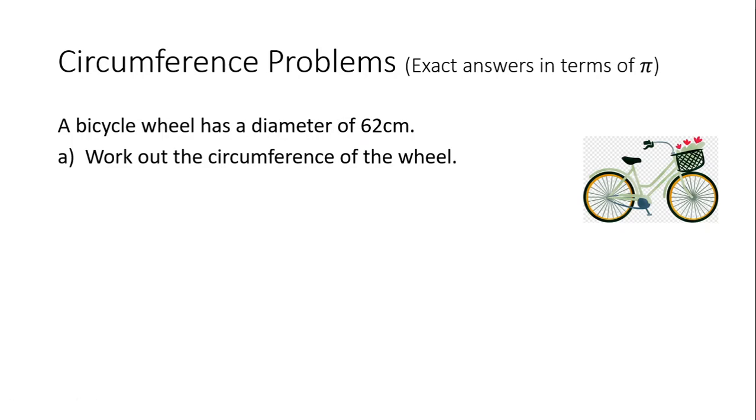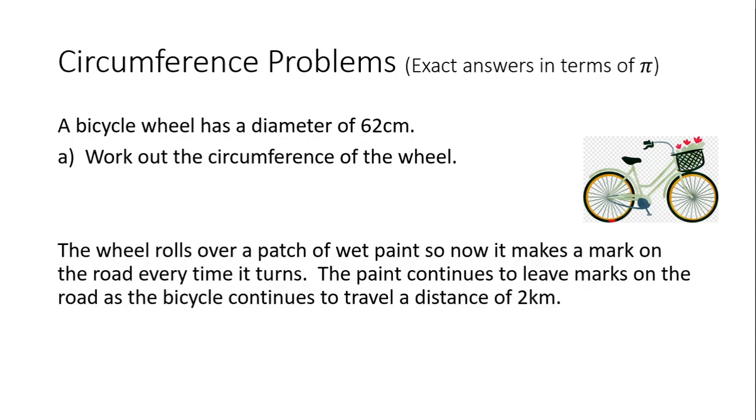Part B of this question is a little bit more challenging, a little bit more demanding. Now the wheel rolls over a patch of wet paint, and you can see I've marked a little bit of red paint on the wheel here. So now it makes a mark on the road every time it turns. Every time that wheel rotates, it's going to touch the ground with the paint and it's going to make a mark. The paint continues to leave marks on the road as the bicycle continues to travel a distance of 2 kilometers. Watch out for the units of measure here. Centimeters, kilometers. Okay, part B.